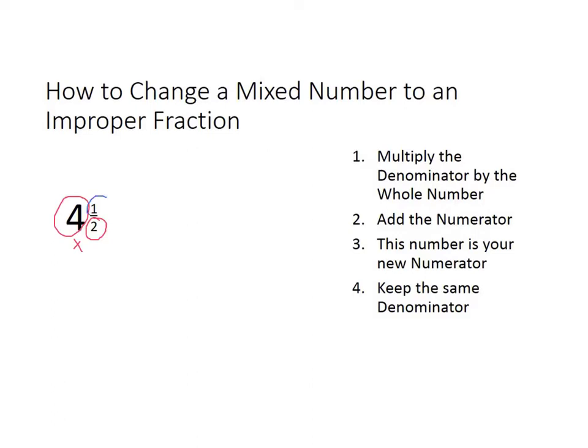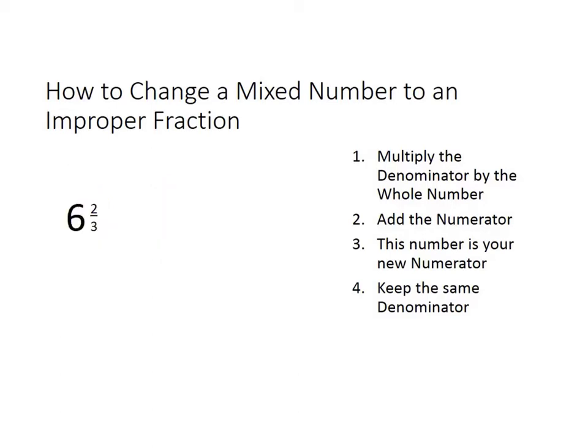Step 2, you're going to add the numerator. So 4 times 2 is 8, plus 1 is 9. Then that 9 is your new numerator, but you keep the same denominator. So we still end up with our 9 halves. To review, multiply the denominator times the whole number, plus the numerator. That gets you your new numerator, but you keep the same denominator.